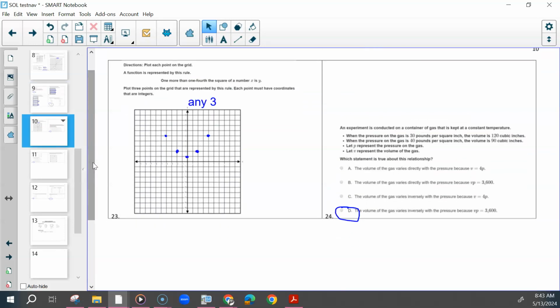23, you have to translate the given expression into some equation or function, and then use that function or equation to find points using Desmos or your calculator. And any of these 3 points you could have used as long as it fell on a whole number, integer, not on a fraction or decimal. And then 24 was D.